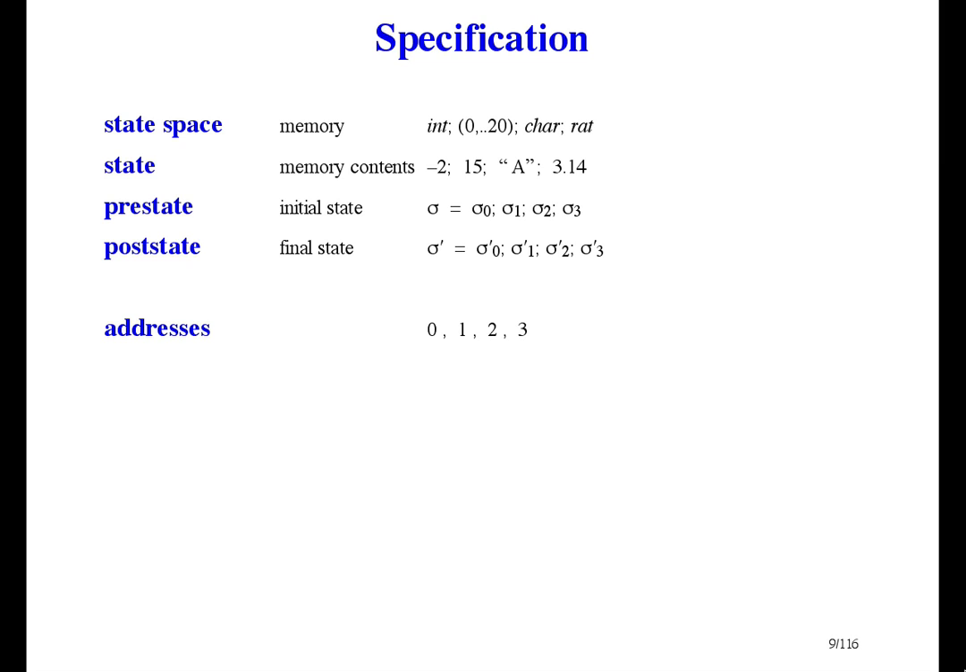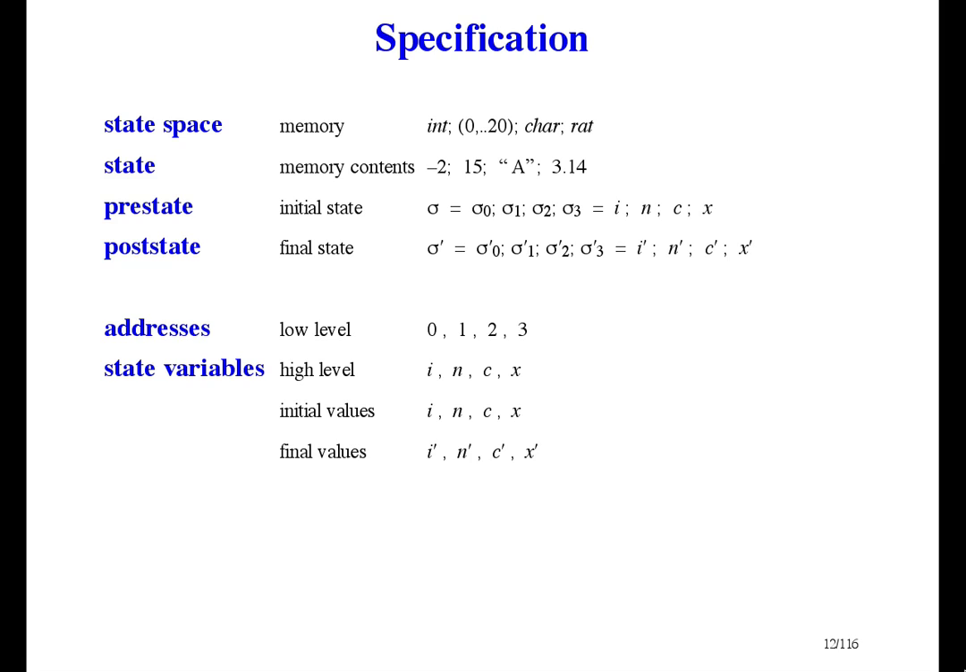Referring to memory contents by address is very low level, so instead, we talk about state variables, which just means giving names to each item of the state, like maybe I, N, C, and X. And we just use those same names for the initial values of the state variables and primed versions for the final values. So a state variable, like I, which is really a memory location, is two mathematical variables, I and I prime. And these are the variables that our specifications talk about. They are the non-local variables of our specifications.